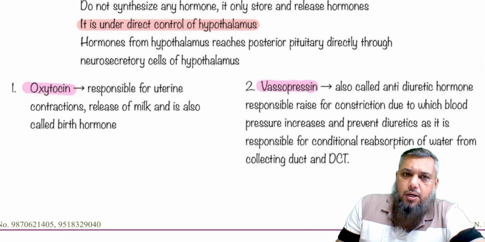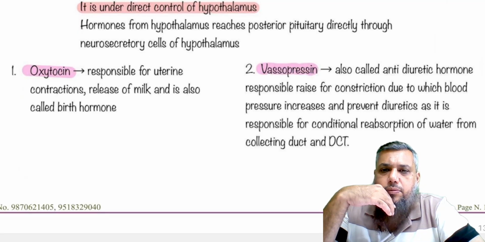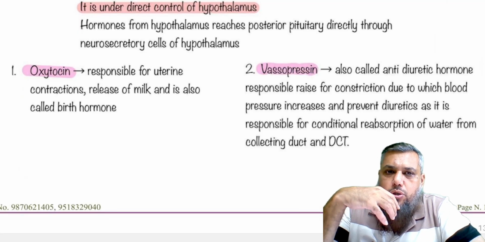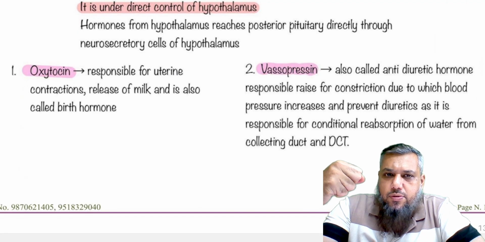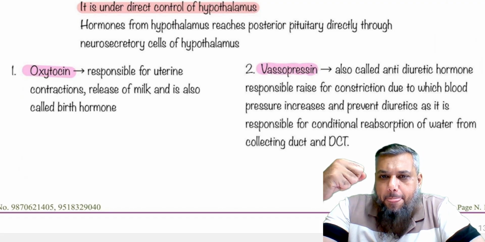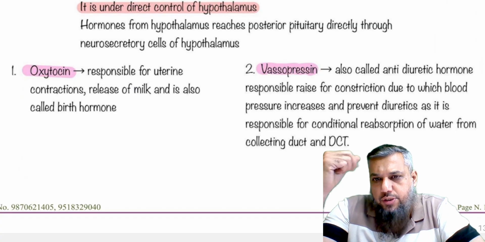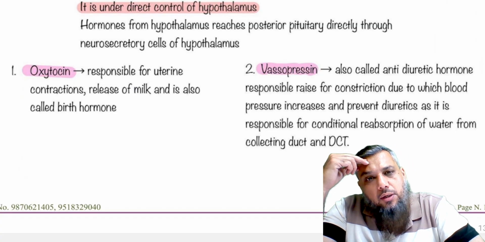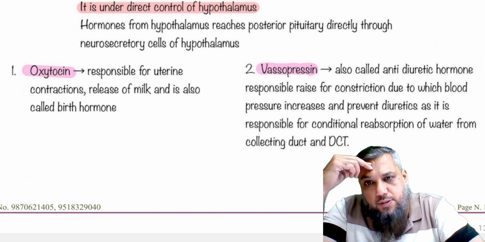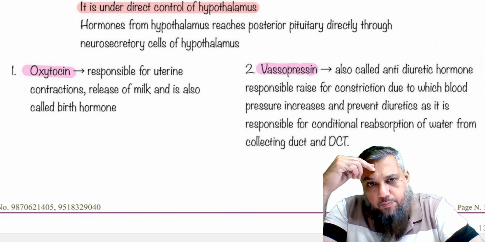The posterior pituitary releases oxytocin. Oxytocin causes strong uterine contractions and causes parturition, that is childbirth. That is why oxytocin is also called the birth hormone.